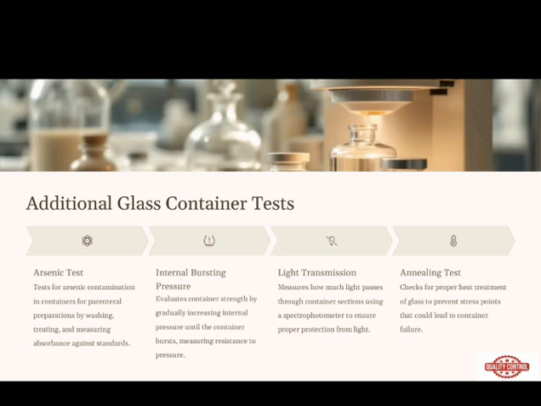Additional glass container tests. First is arsenic test. Test for arsenic contamination in containers for parenteral preparations by washing, treating, and measuring the absorbance against the standards. Second is internal bursting pressure. Evaluates container strength by gradually increasing internal pressure until the container bursts, measuring the resistance to pressure. Third is light transmission. Measures how much light passes through container sections using a spectrophotometer to ensure the proper protection from light. Fourth is annealing test. Checks for proper heat treatment of glass to prevent the stress points that could lead to container failure.